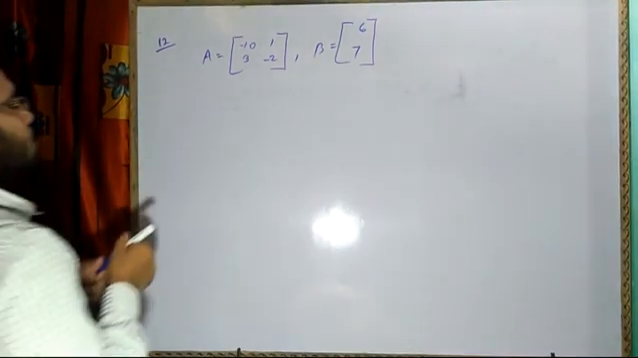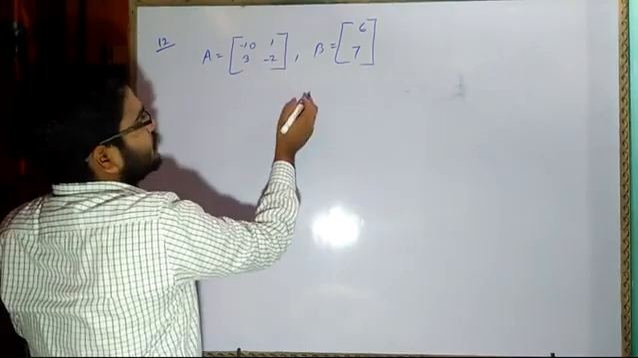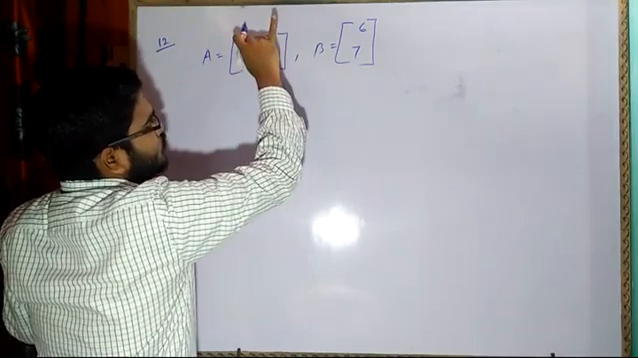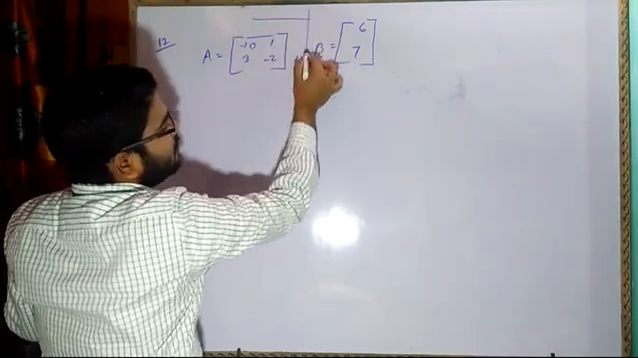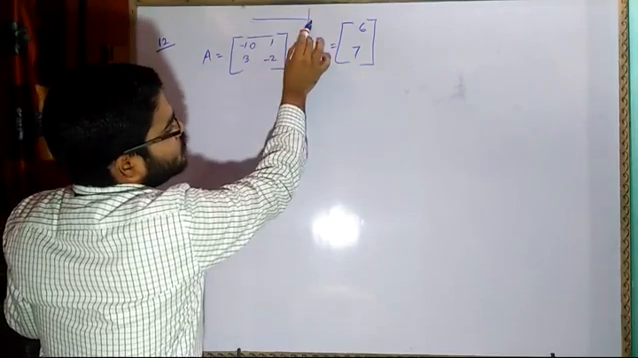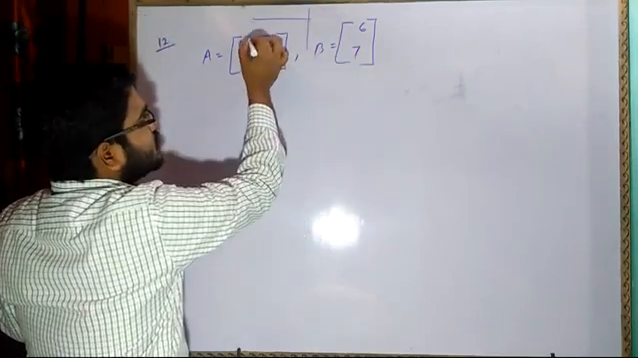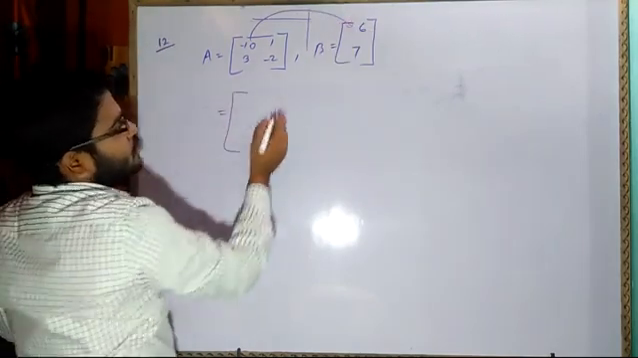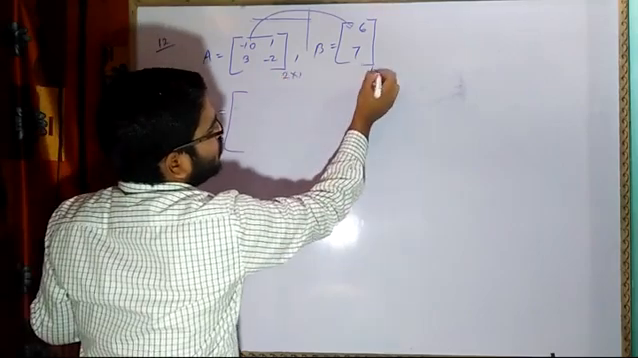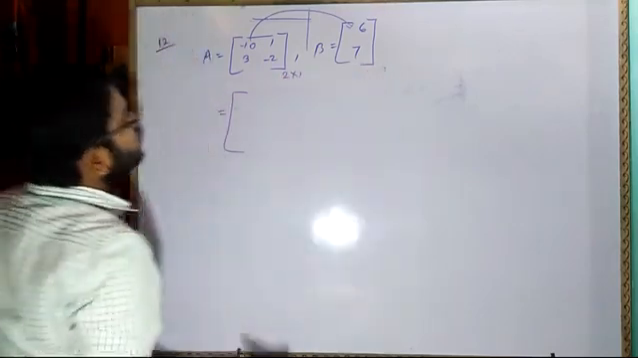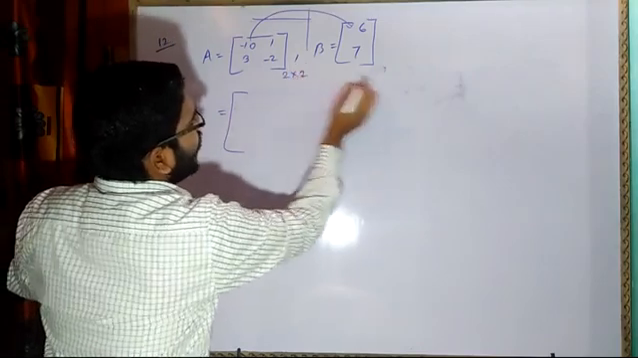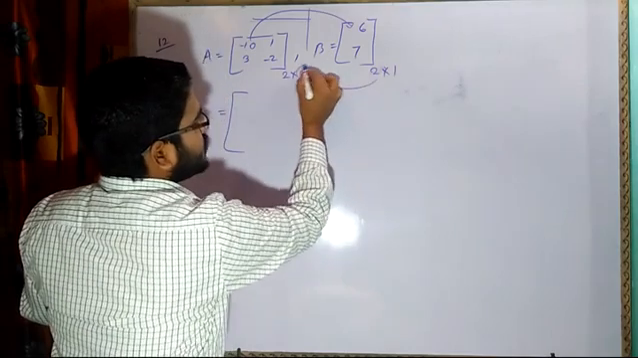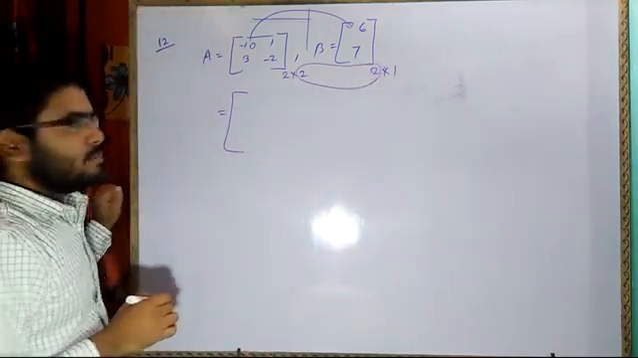So how are you going to multiply? See, matrix multiplication is done by multiplying these two elements with these two elements, means these two multiplied with the vertical. So this 10 will be multiplied with 6. Since this is 2 cross 1, this is 1 cross 2, it is 2 cross 2, and this is also 2 cross 1. So matrix multiplication is possible because the internal elements are the same, so I can multiply.